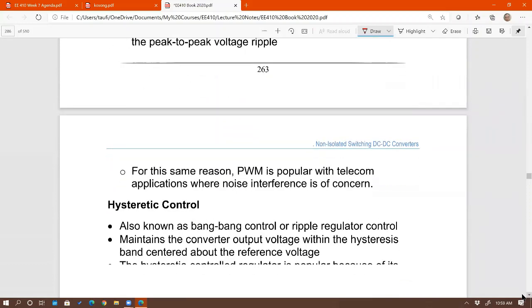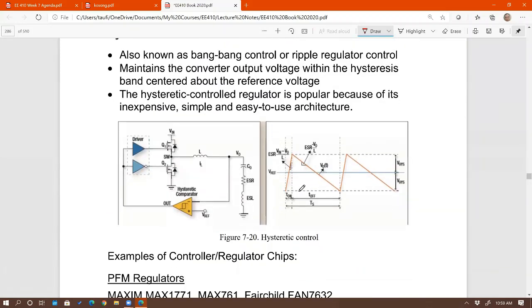All right, almost done here. And then there's also a different type of controller called hysteretic controller. It's using limits, high limit, low limit, right? So you can see here's the feedback, sensing the output voltage, and this comparator right here is a hysteretic comparator that has a top limit and bottom limit. So if the output voltage hits the top limit, then the controller will ask the switch to turn off.